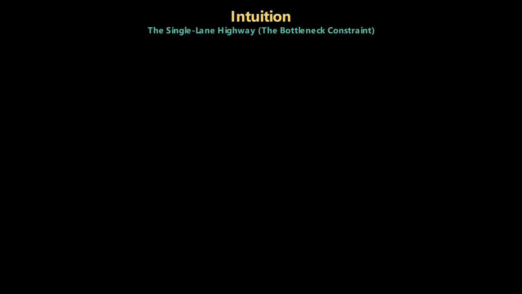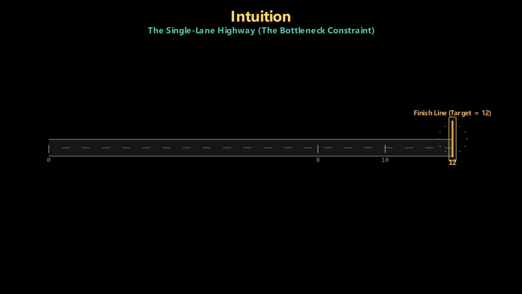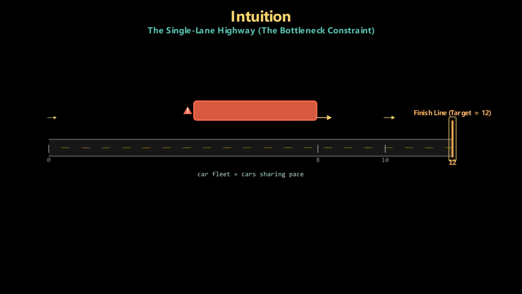We have a group of cars driving down a strict single-lane highway toward a finish line. Each car starts at a different position and travels at a different constant speed. The catch? It is physically impossible to pass the car ahead of you. If a faster car catches up to a slower car, it is forced to hit the brakes and match the slower car's pace, merging into a single unit called a car fleet. Our goal is to determine exactly how many unique fleets cross the finish line.